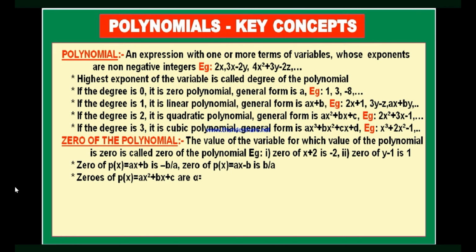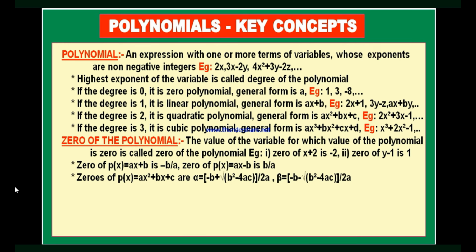Now zeros of the quadratic polynomial ax square plus bx plus c. In order to find out the zeros of this quadratic polynomial, there is a formula to find the zeros. If the degree is 1, then there may be 1 zero. If the degree of the polynomial is 2, then there may be at most 2 zeros. If the degree is 2, it is a quadratic polynomial. For any quadratic polynomial, there may be 2 zeros.